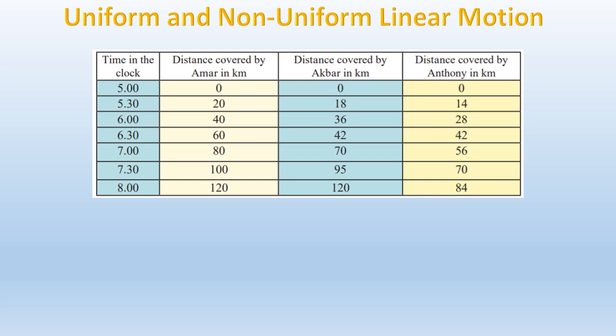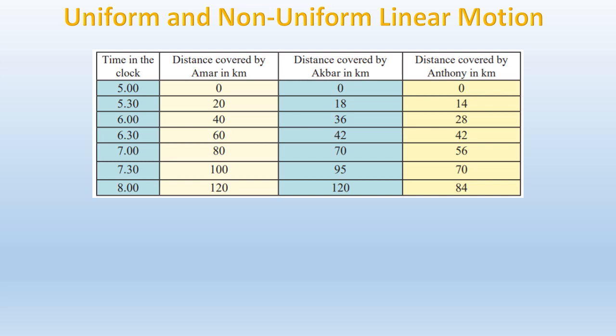Now, what is the time interval between the noting of the distances made by Amar, Akbar and Anthony? Students, the time interval is given in this first column. If you look at it, the initial time is 5 o'clock. Then the next reading is taken at 5:30. The next is at 6 o'clock and so on up till 8 o'clock. So the time interval is half an hour.